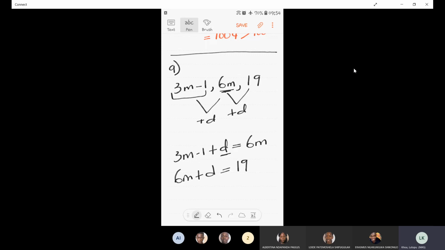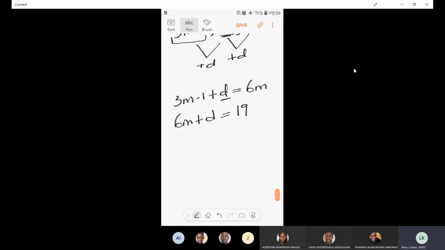So this is two simultaneous equations. Remember, I want to solve for m. So I'll rewrite the first one, collect m and d on one side, the constant on the other side. So I'll subtract 6m on both sides. So I have minus 3m plus d. And this is equal to positive 1. And then here I have 6m plus d. This is equal to 19.